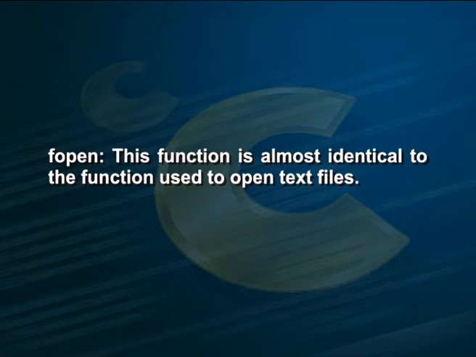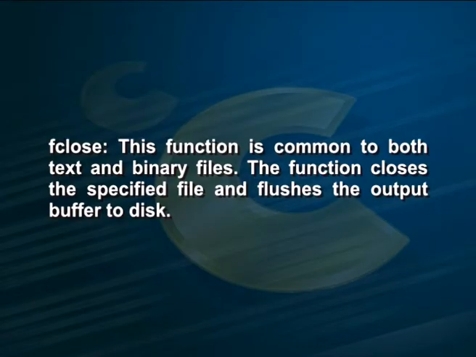We will now quickly go through the key functions required to process such a file. fopen. This function is almost identical to the function used to open text files. If the file is opened correctly, then the function will return a non-zero value. If an error occurs, the function will return a null value. The nature of the error can be determined by the ferror function. fclose. This function is common to both text and binary files. The function closes the specified file and flushes the output buffer to disk.